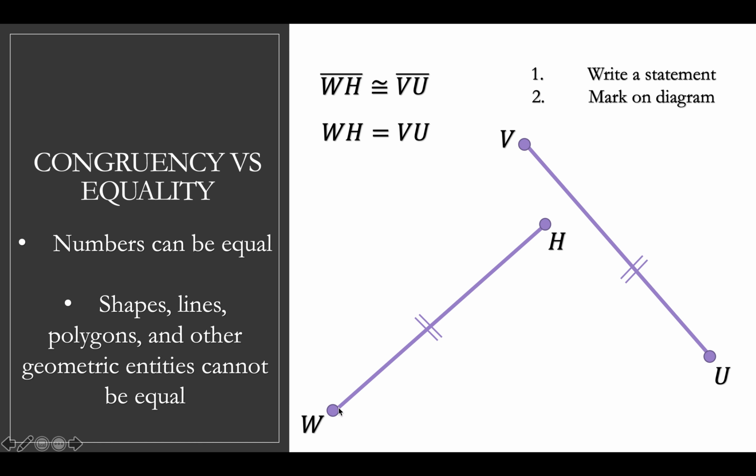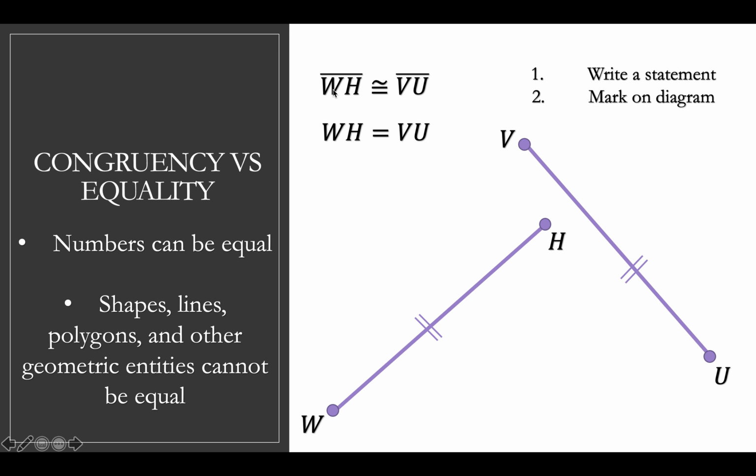WH refers to the distance between W and H, and the distance is just a number. And we just found out that this is 10 millimeters. So essentially, WH is really just 10 millimeters. So what this really says is 10 millimeters equals 10 millimeters. And those are two numbers, so those can be equal.